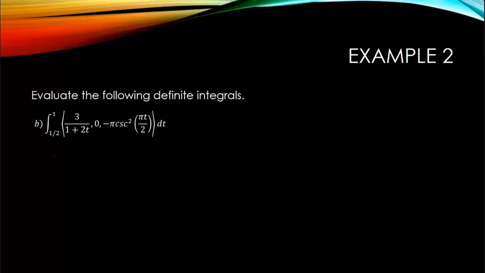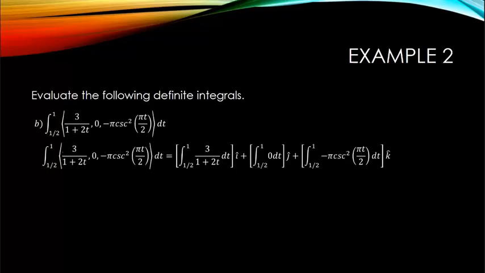For the second integral, the integral from 1/2 to 1 of the vector with components 3 over the quantity 1 plus 2t, 0, negative pi cosecant squared of pi t over 2 dt is equal to the integral from 1/2 to 1 of 3 over the quantity 1 plus 2t dt i hat, plus the integral from 1/2 to 1 of 0 dt j hat, plus the integral from 1/2 to 1 of negative pi cosecant squared pi t over 2 dt k hat.